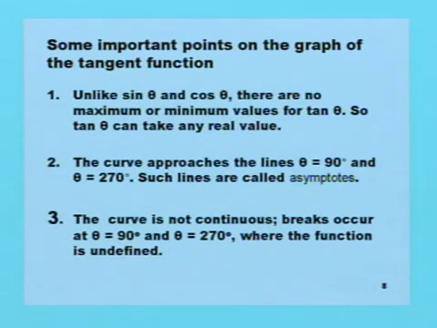The third point you need to note: the curve is not continuous. That is, the curve breaks at theta equal to 90 degrees and theta equal to 270 degrees. And at those points, the function is termed undefined. So we say that the tangent function is undefined at theta equal 90 and theta equal 270 degrees.